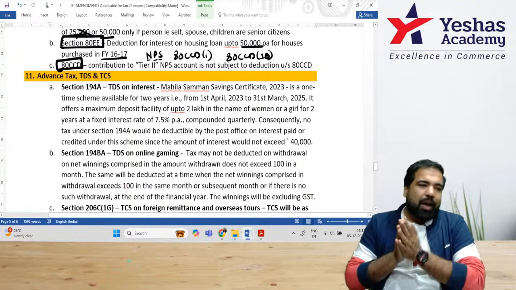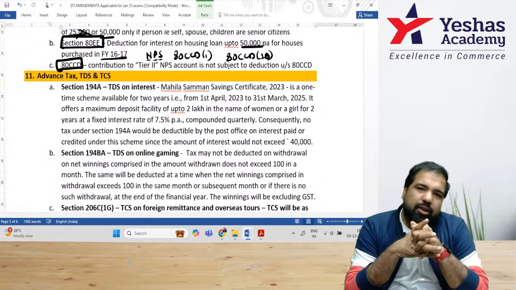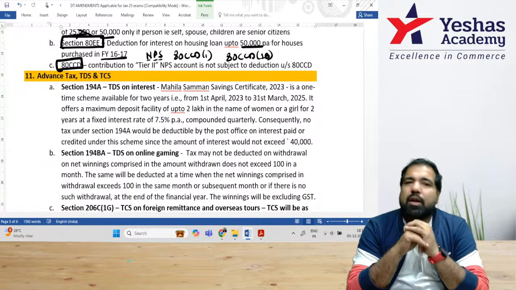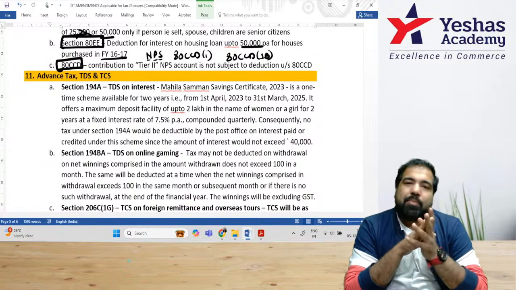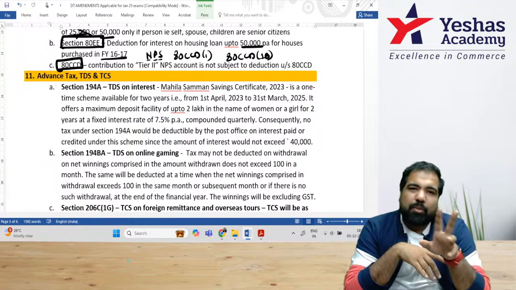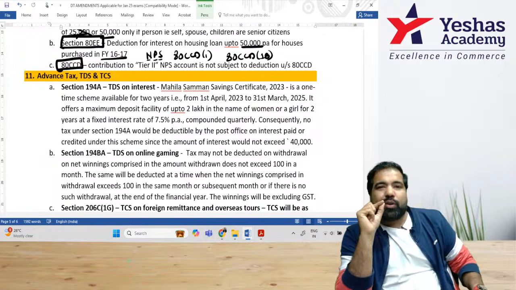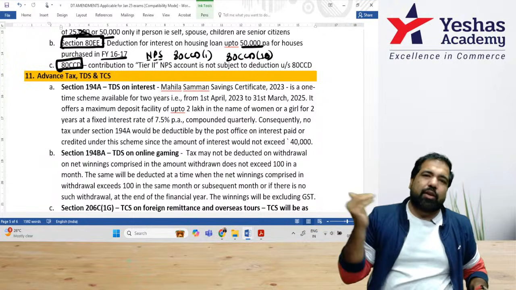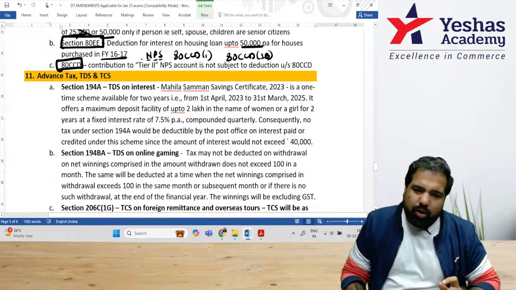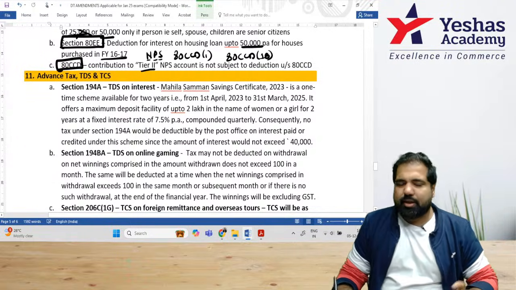I have an NPS account. I put 32,000 there. Can I take a deduction? Yes. Now, rarely they will ask you this, but in the exam, if they say Tier 2 NPS, then guys, you won't get a deduction. Just keep this in mind: second tier we don't take, we only take first tier deduction. What is the difference between Tier 1 and Tier 2? Not required right now. In the exam, if they write Tier 2, don't take the deduction under 80CCD.